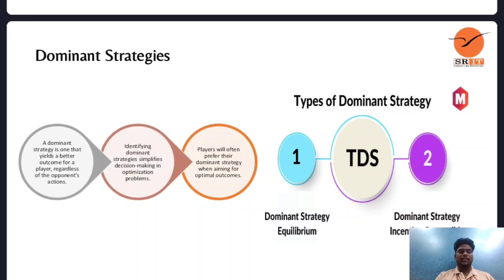Coming to the next slide, dominant strategies. A dominant strategy is one that yields a better outcome for a player regardless of the opponent's actions. Identifying a dominant strategy simplifies decision making in optimization problems. Players will often prefer their dominant strategy when aiming for optimal outcomes.